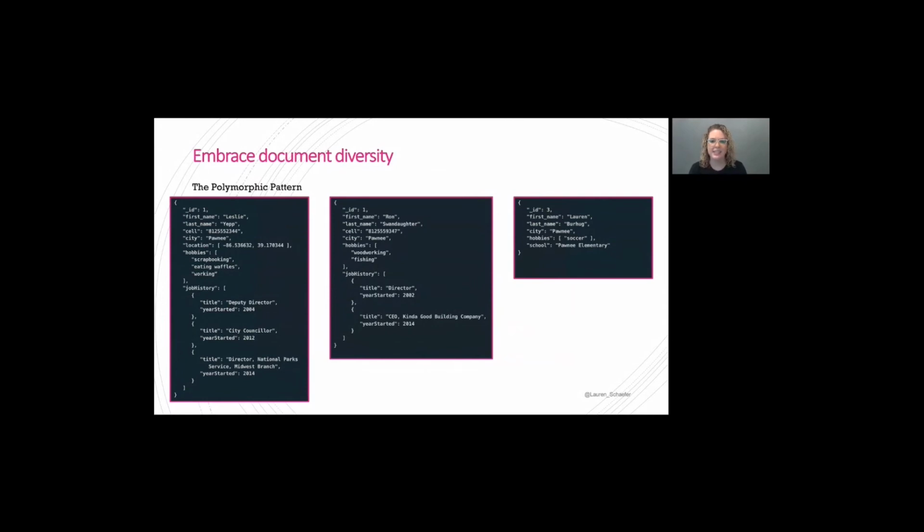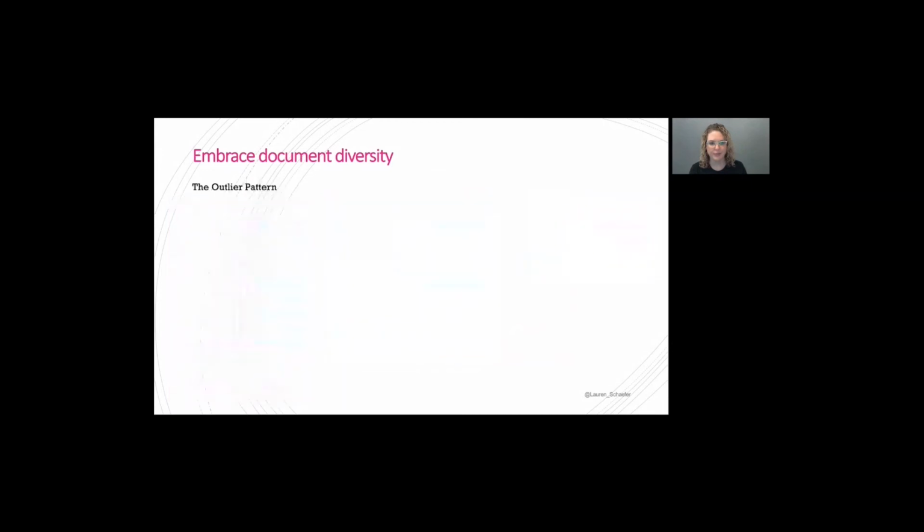In fact, there's a schema design pattern that specifically focuses on documents not having the same fields. It's called the polymorphic pattern. We use the polymorphic pattern when documents in a collection are of similar but not identical structures. So let's take a look at an example that builds on the polymorphic pattern.